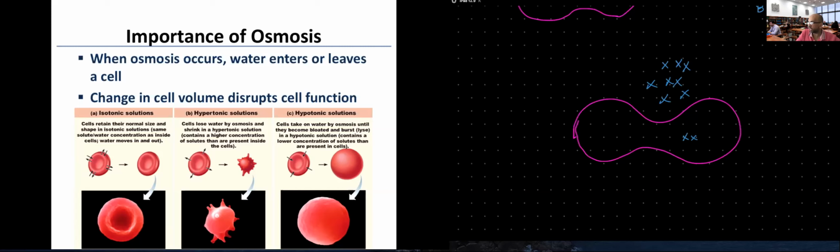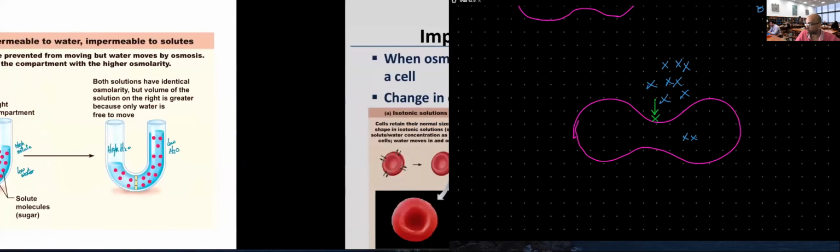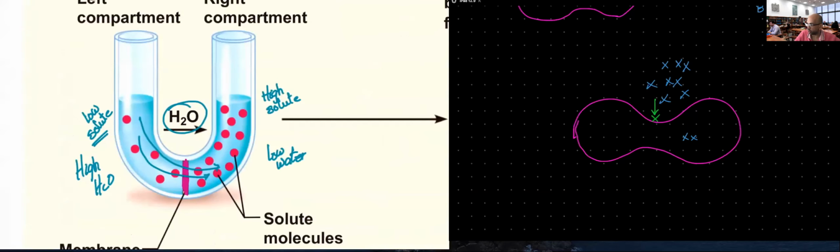The cell is not going to allow this solute to travel in. I will not allow it. But what I can allow is water. So where is the water going to be moving from? Will it be moving in or out? Remember, water moves from low solute to high solute by osmosis.